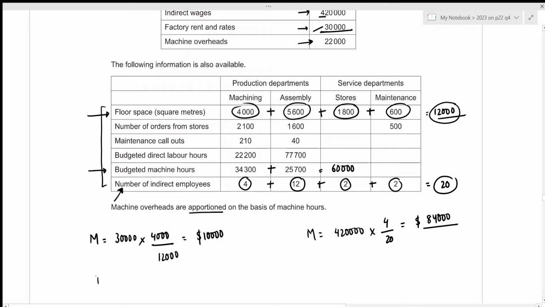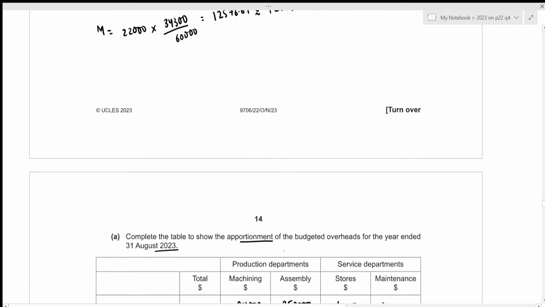So if we're trying to figure it out for machining department, we start with the total of machine overheads, which is 22,000. We then multiply it by 34,300 and divide it by the total of 60,000. And this results in the amount of 12,576.67, but we can just round it off as 12,577. That's for the machining department.